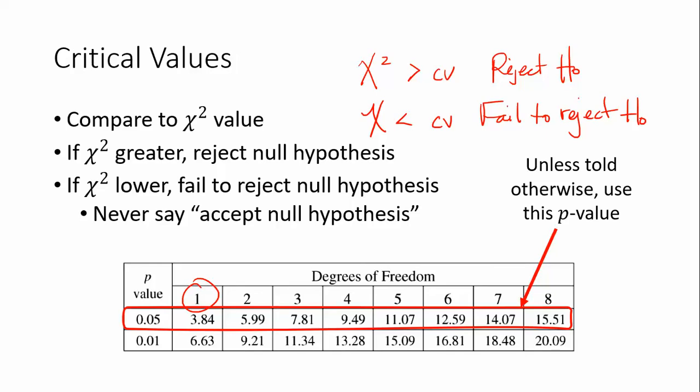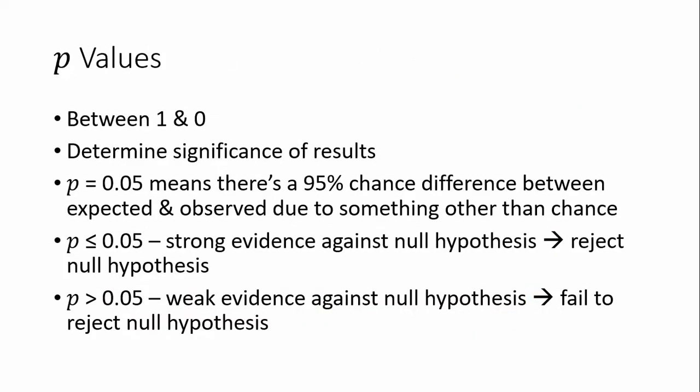So what is a p-value? A p-value is basically a probability, and it's very commonly used in science to determine how significant your results are. You'll see if you read research papers, if you're looking at data, a lot of times the main p-value that you'll see is 0.05. And what that means is there's a 95% chance that the difference you see between your expected and your observed values is due to something other than chance. And it's 95% confident, so that's pretty confident.